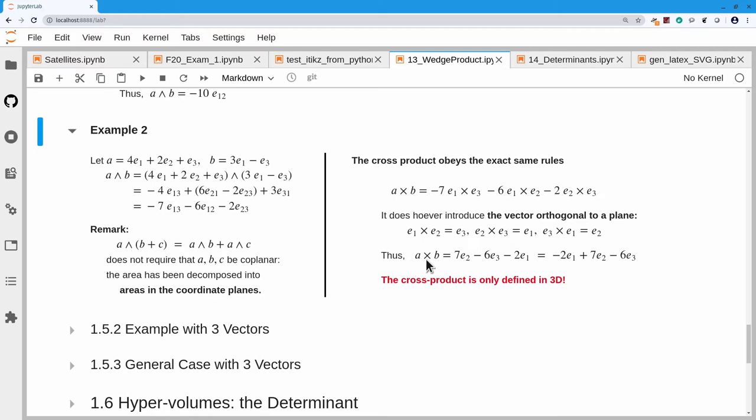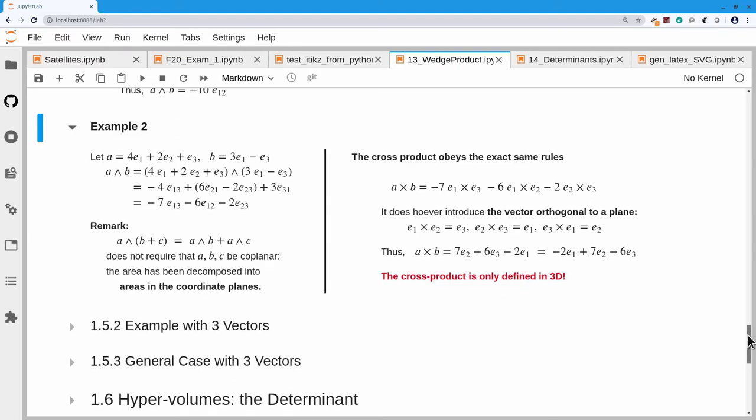So adding this property, I get that A cross B is equal to minus 7 E1 cross E3. That's plus E3 cross E1. And E3 cross E1 we define to be E2, so plus 7 E2. Minus 6 times this is E3, minus 2 times this is E1 again. Reordering, it's minus 2 E1 plus 7 E2 minus 6 E3. So the cross product only works in 3D. Our wedge product, since we don't do this transformation, since we don't replace a plane with a vector orthogonal to a plane, works in any number of dimensions. So it is a more general notion that proves to be advantageous.